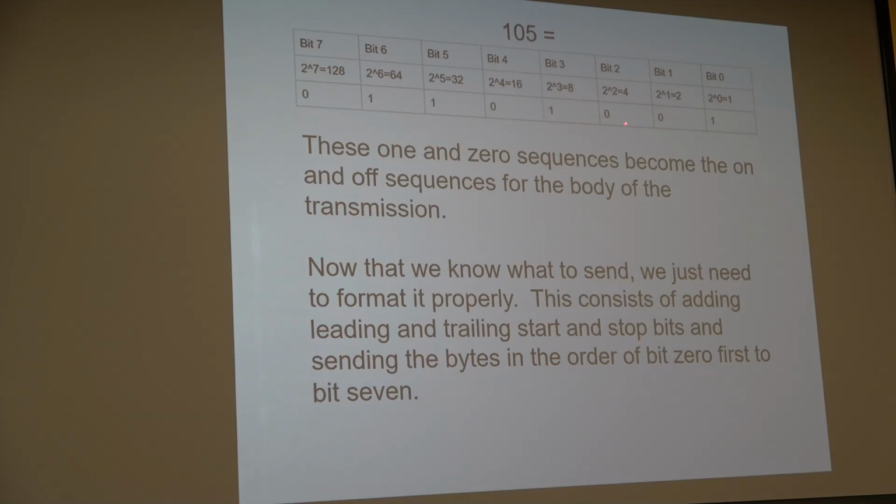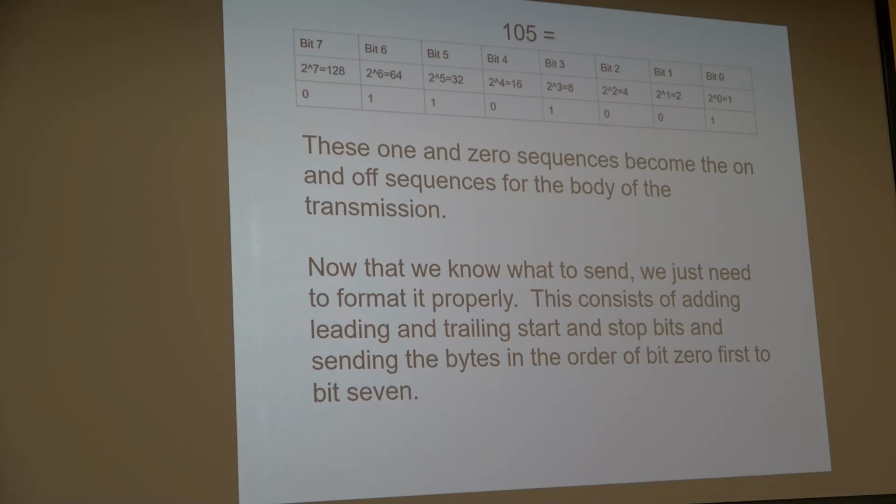Can I subtract 4 from 1 without going negative? No. 2? No. And I can subtract 1 from 1 without going negative. So 105 in binary is that set of digits. Okay, cool. So now I got my 1s and 0s.